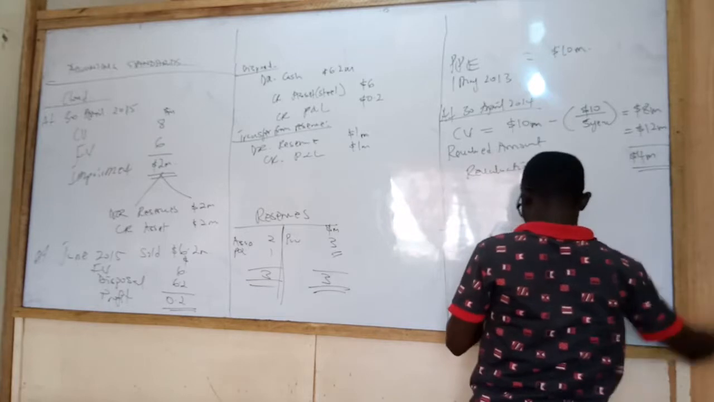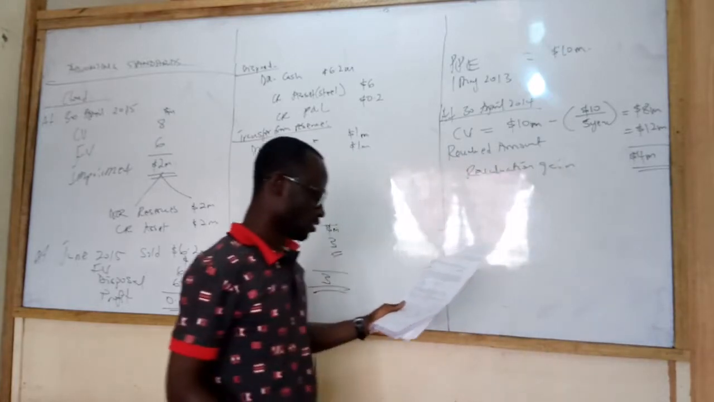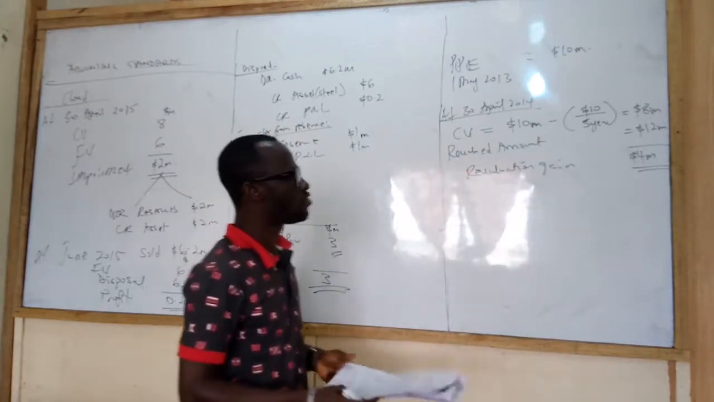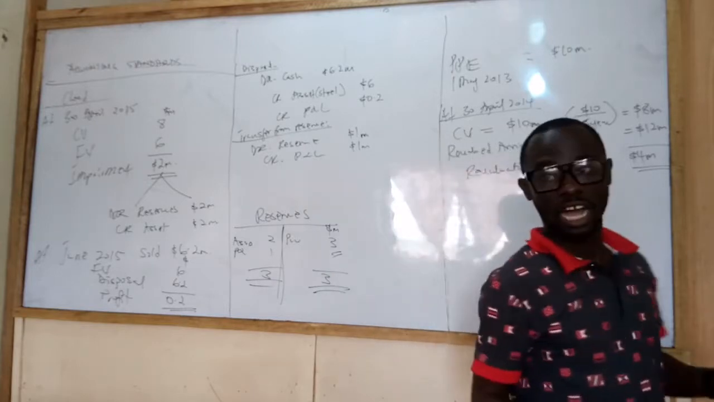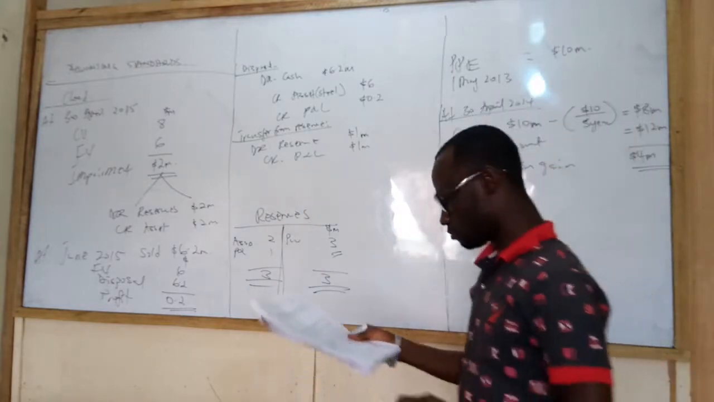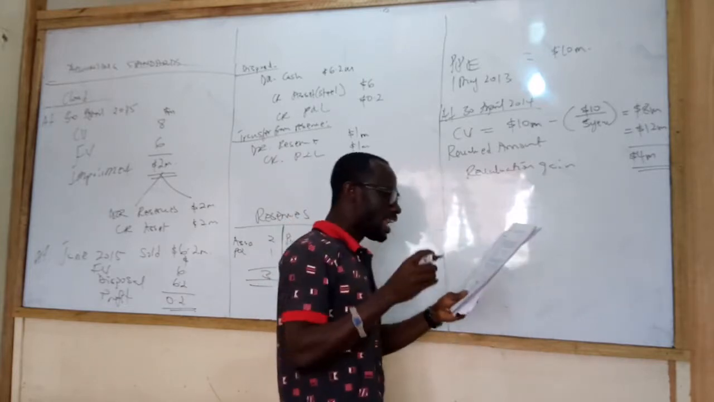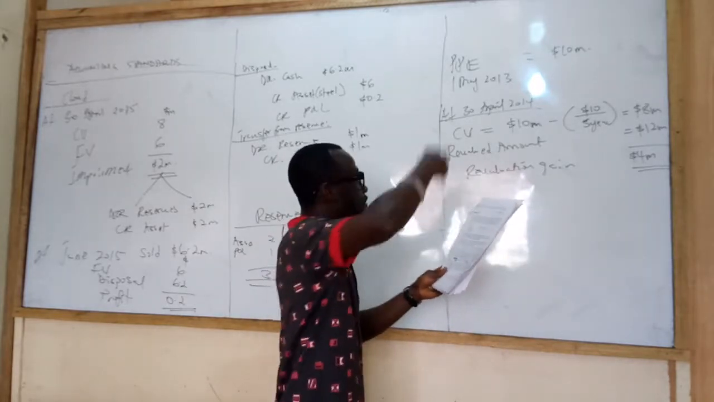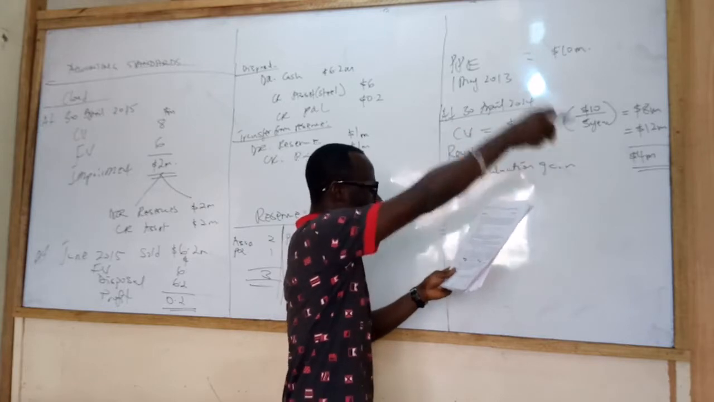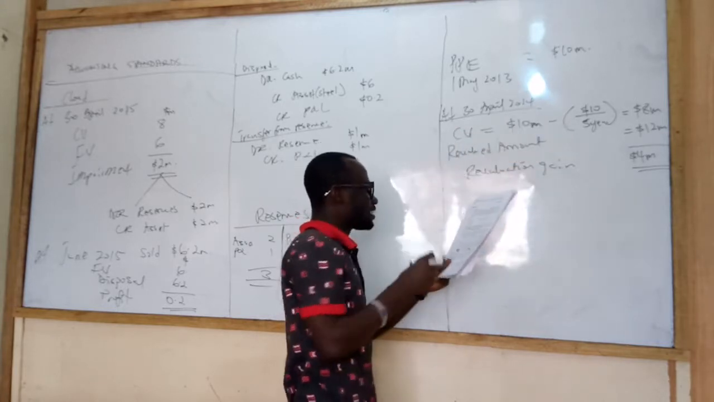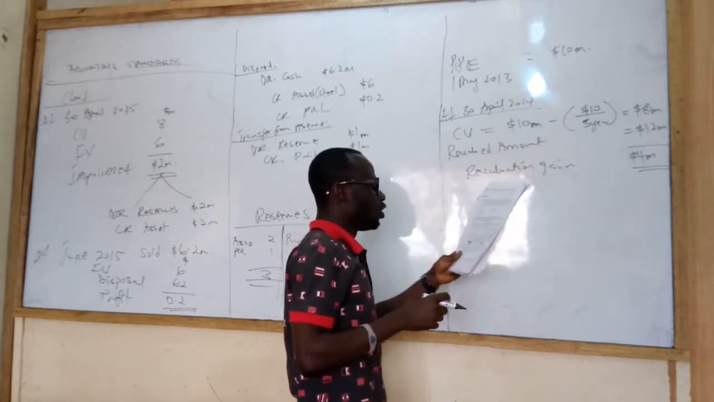Ha, that's a lie. Revaluation gain of what? 4 million. How do we treat that? We debit the asset account and what? Credit reserve. Yes, reserve. Revaluation surplus. Then at 30th April 2015, what is that? The following year, right?